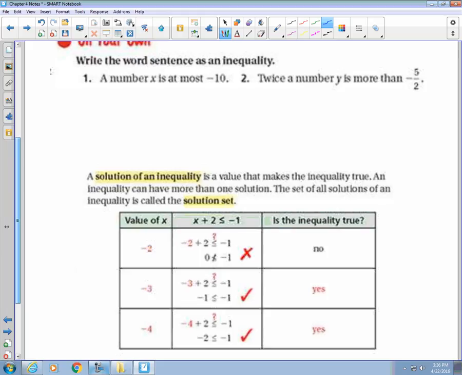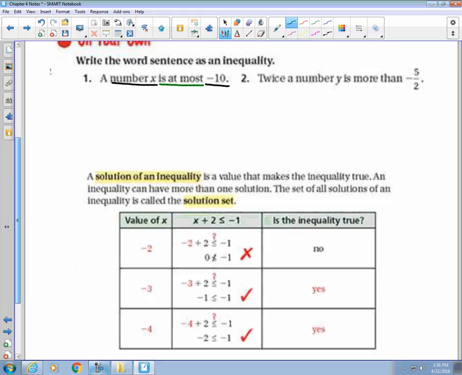All right, so hopefully you've taken care of that. It's time to check your answers. So number 1 says a number x is at most negative 10. So I'm going to go through this and mark up what I've got. One expression is just a number x. The other expression is negative 10. The words that tell me the inequality symbol are is at most. So I have to remember what that means, is at most.